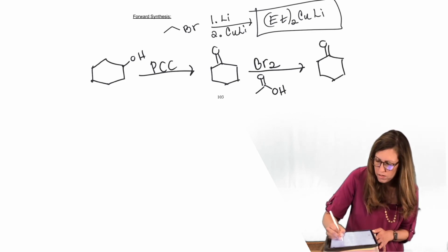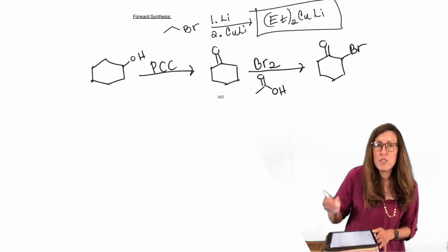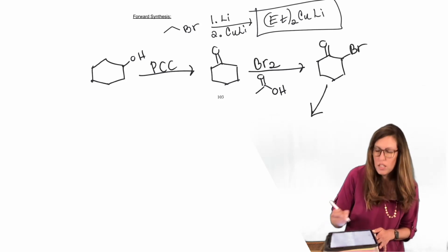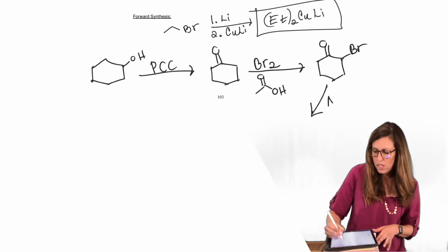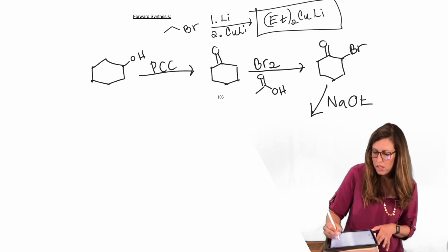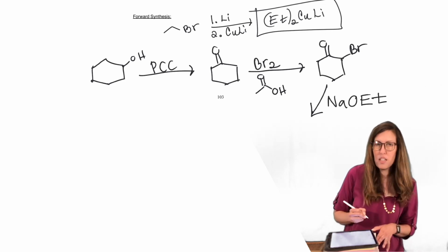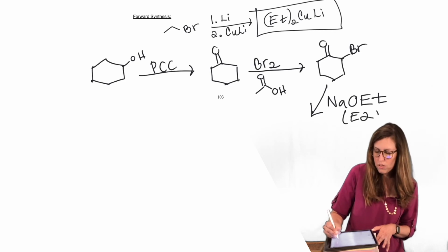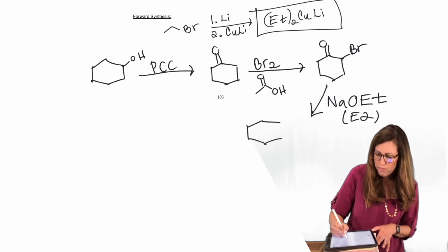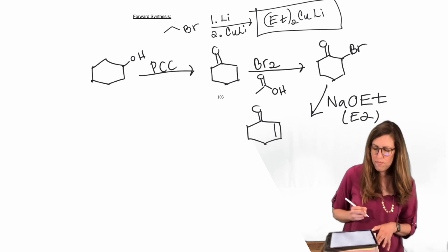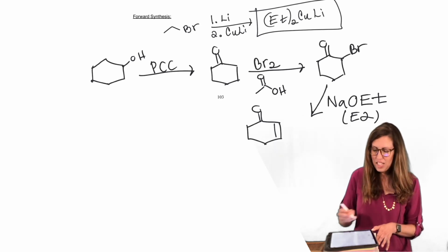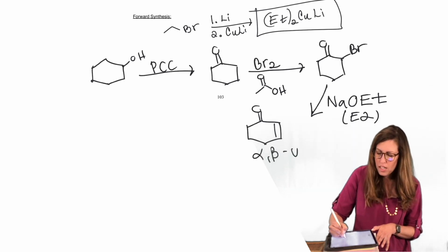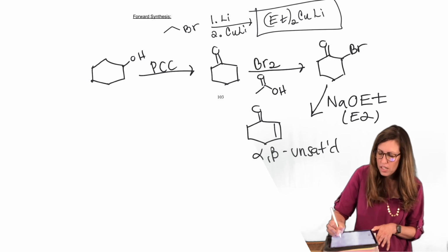Where are we here? Now I'm going to do some old-fashioned organic 1 E2 elimination. Let's put our friend sodium ethoxide in there, NaOEt. Just trying to do an E2 so I can get an alkene. All right. Now we have our alpha beta unsaturated carbonyl.